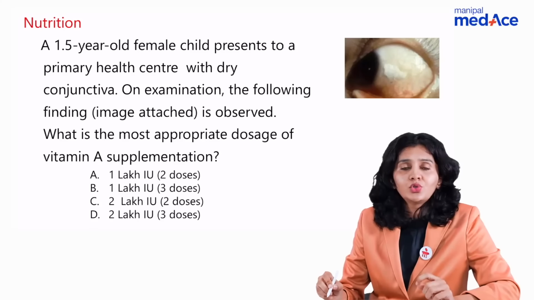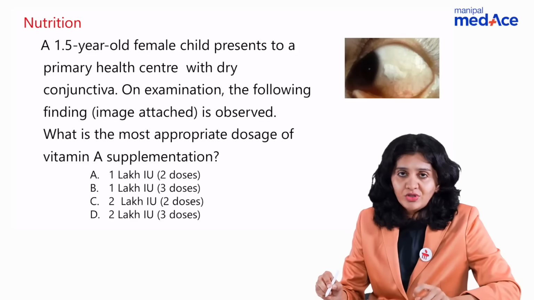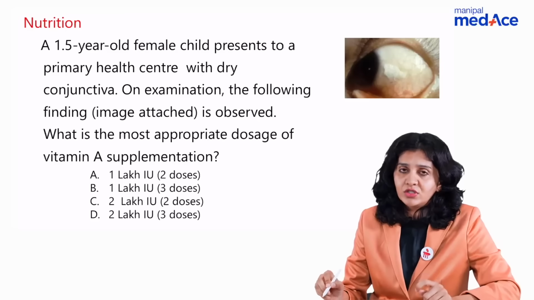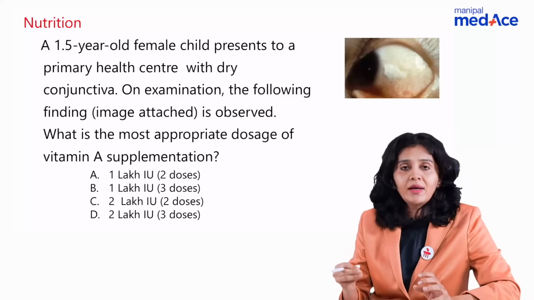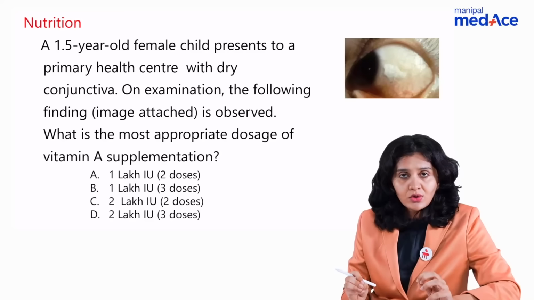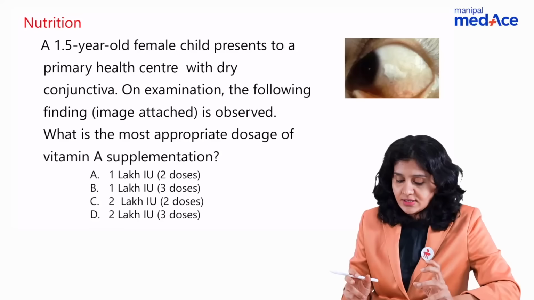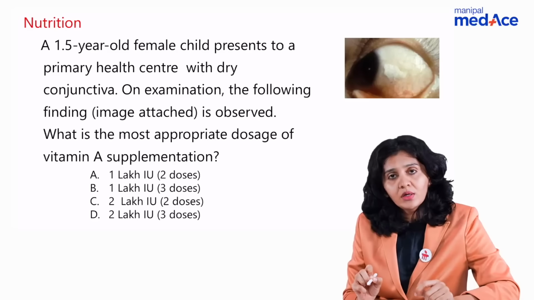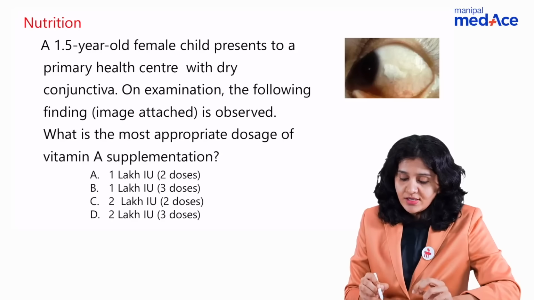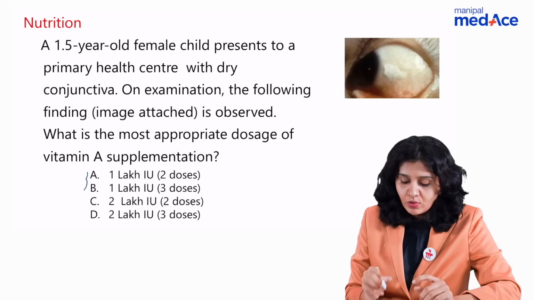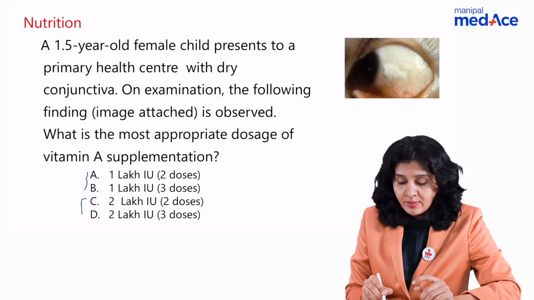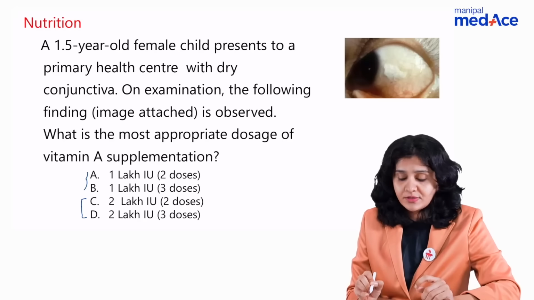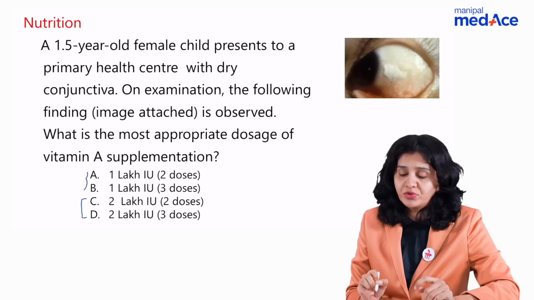So this particular image is showing white dot spot. So it is a feature of vitamin A deficiency. So the child is already suffering from vitamin A deficiency, right? So we need to supplement with vitamin A. So what is the dosage and how many doses do we give? Again, we had discussed this. If the child is less than 1 year, we give 1 lakh international units. If the child is more than 1 year, we give 2 lakh international units. So the child is more than 1 year, so the first two options will be ruled out here. Let us look at option 3 and option 4: 2 lakh international units, 2 doses, or 2 lakh international units, 3 doses. So the correct answer for this is D, right? Option D. So you give 2 lakh international units, 3 doses.